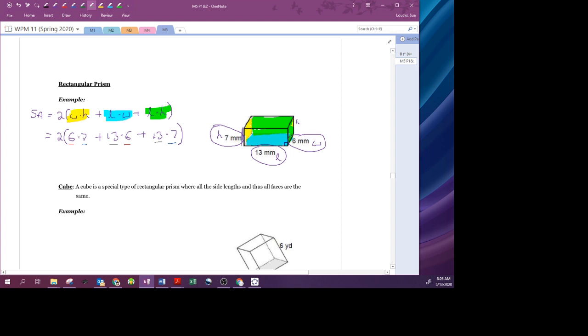All right, and then when you do this calculation, pay attention to where the brackets are, okay? Make sure that you do the calculation inside the brackets first and then multiply it by 2. That's the biggest mistake that I see students doing for this one, is they just multiply this first thing by 2 and then add these other ones on. It's not. You need to do what's in the brackets first, all right? So our answer to this is 422 millimeters squared.